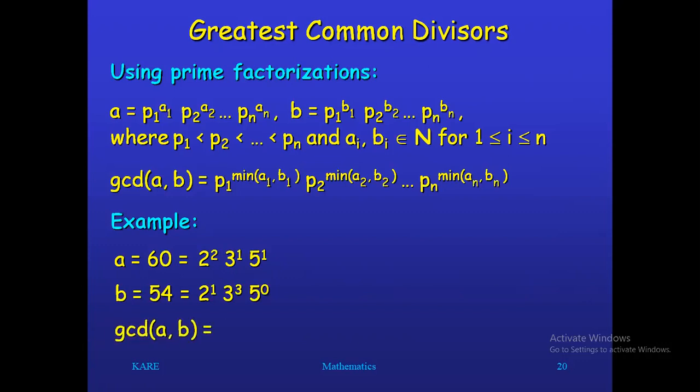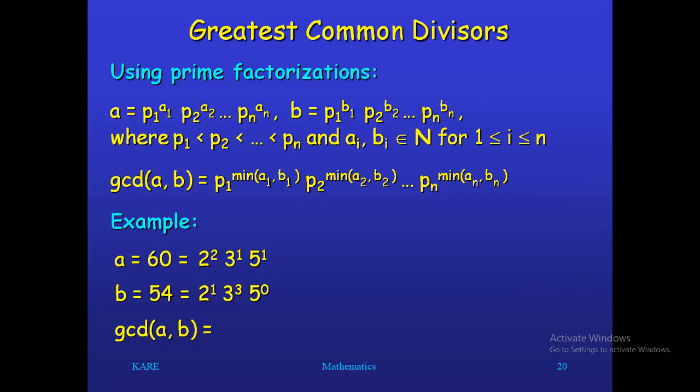So now we are coming to the concept of GCD of A comma B. I'm just taking two numbers: A is equal to 60 and B is equal to 54. I'm writing 60 in terms of prime factors: 2 square into 3 power 1 into 5 power 1. In terms of powers, I'm writing it. Then the next one, 54 is 2 power 1 into 3 power 3 into 5 power 0.